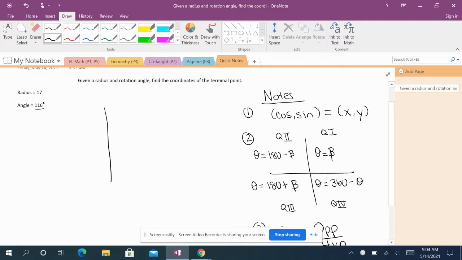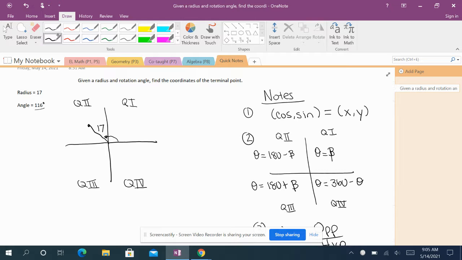To do that, we first need to draw our rotational angle. 116 is going to be more than 90 degrees, so we know it's not in quadrant 1. I know that 116 degrees is more than 90 and less than 180, so it's going to be in quadrant 2. It can't be in quadrant 3 or quadrant 4. So here is my 116 degree angle, and this radius has a length of 17.